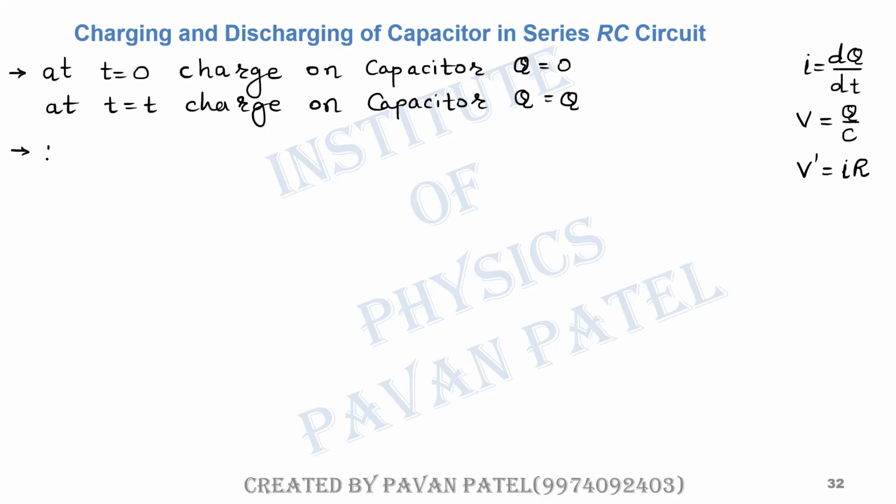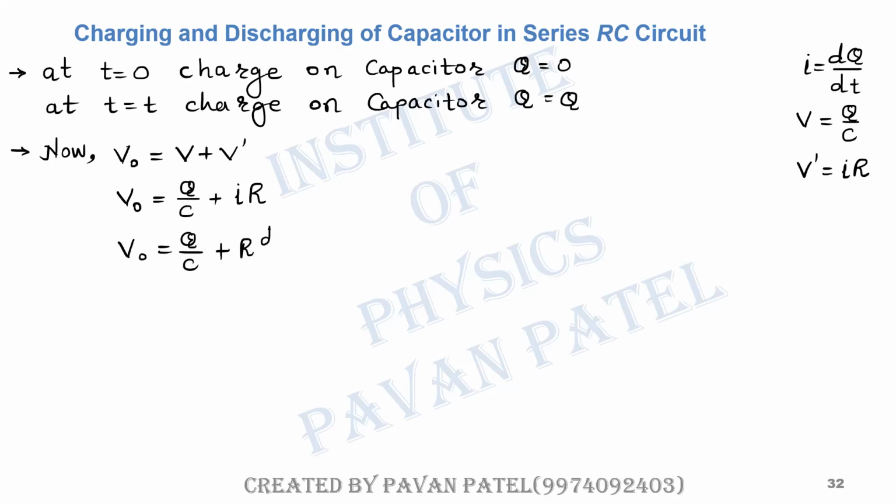Now we all know that V0 is equal to V plus V dash. Now substitute these two values. So V0 is equal to V, which is Q by C, plus V dash, which is IR. Of course, I is equal to dq by dt. So V0 is equal to Q by C plus R dq by dt.